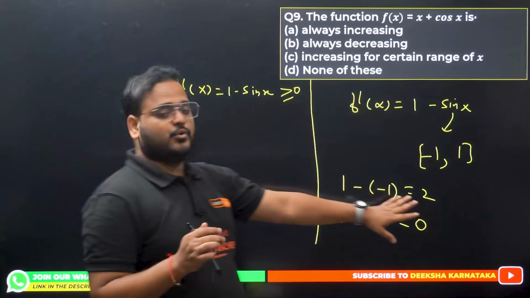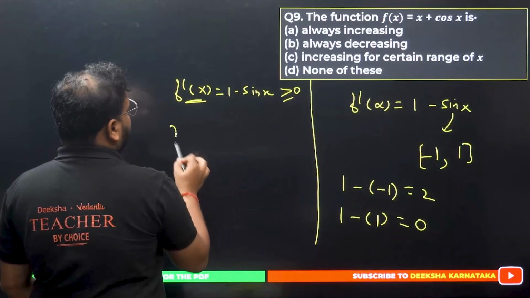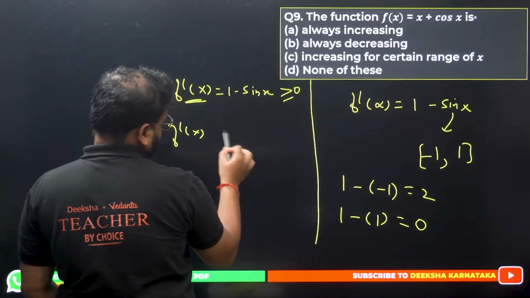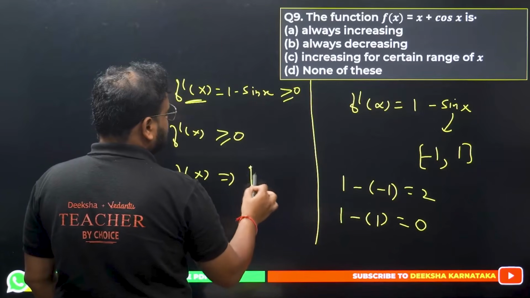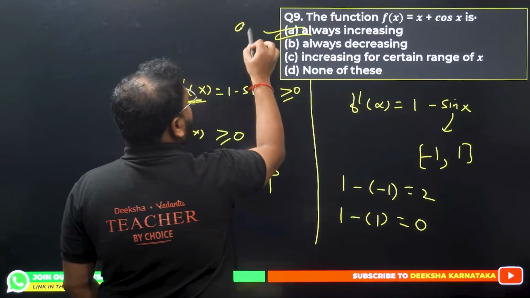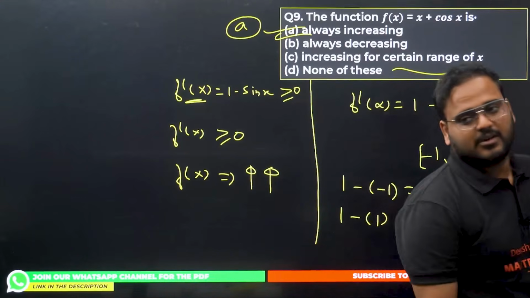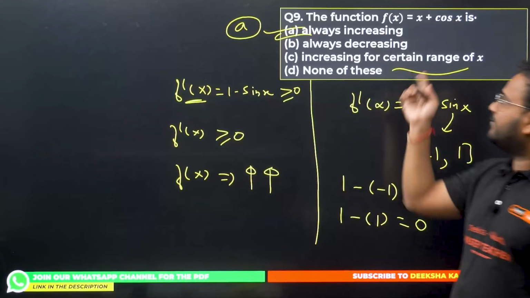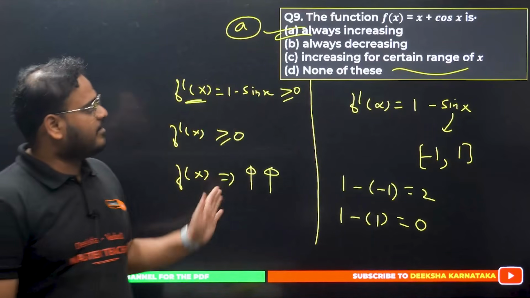It can be positive or 0. Okay, it means increasing in nature. So what you're getting is f dash of x will be more than 0. So f of x will be what? Increasing in nature. Option A is correct. Not for a certain range. For every value of x, the f of x is going to be increasing in nature. Not for certain values, every value of x.